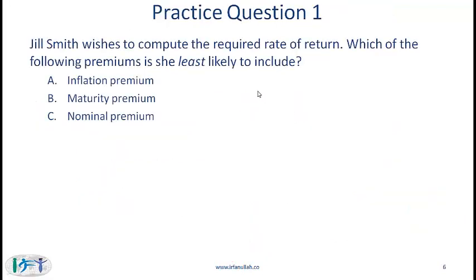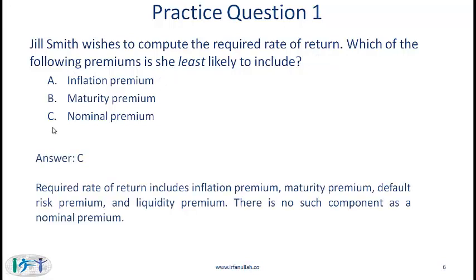Let's look at a practice question. Jill Smith wishes to compute the required rate of return. Which of the following premiums is she least likely to include? The correct answer is C, nominal premium. And we say that because while this sounds like a nice term, it is clearly not included in the list of premiums that you saw on the previous slide. It is possible that you'll see a question like this on the exam, so make sure that you know all the premiums really well.